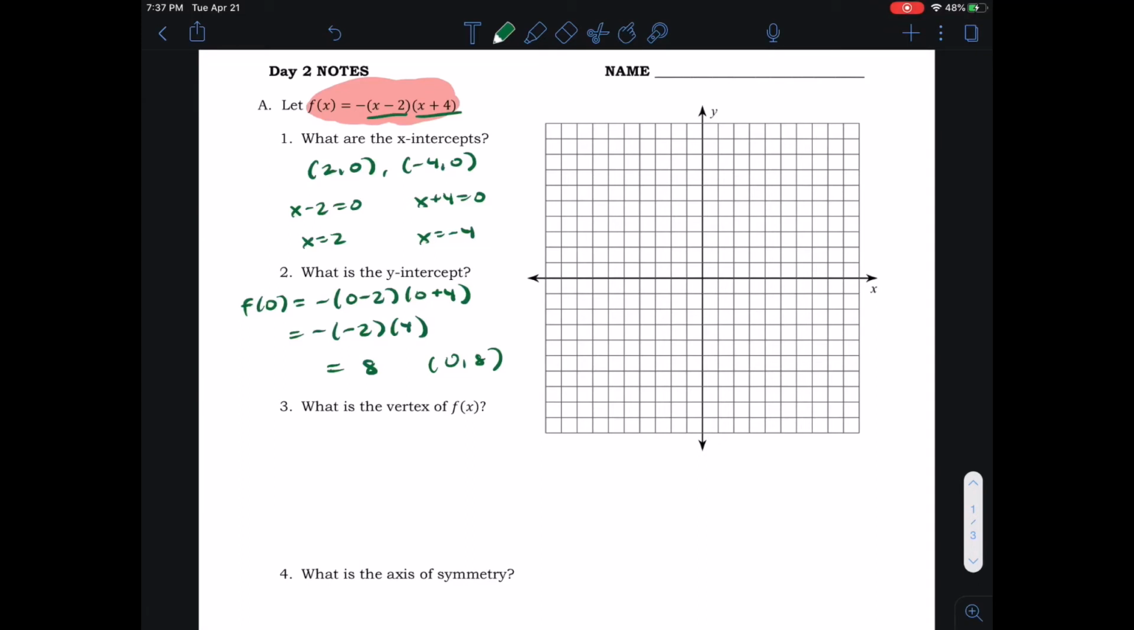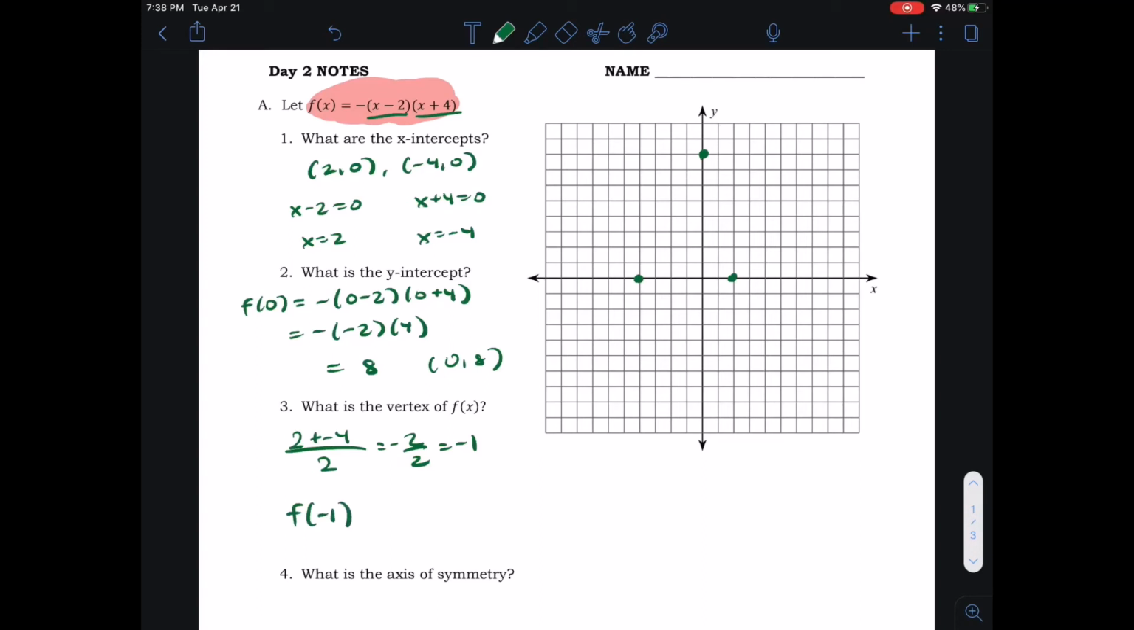At this point, let me just plot what we have so far. I have 2, 0. I have -4, 0 as my x-intercepts. I have 0, 8. 1, 2, 3, 4, 5, 6, 7, 8. Now to find the vertex, I know that my vertex lies between these two x-intercepts. And the way you can find the x-coordinate is by simply taking the two x-intercept values and averaging them out, right? Add them up, divide by 2. And if you simplify this carefully, you do get -1. So that tells me that my x-coordinate of the vertex is -1.